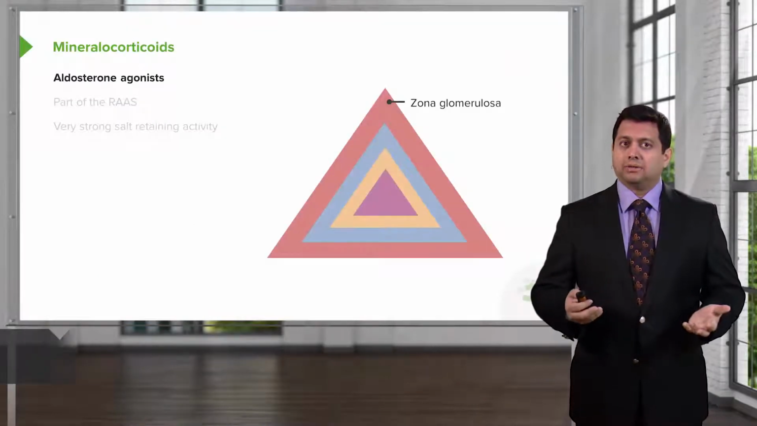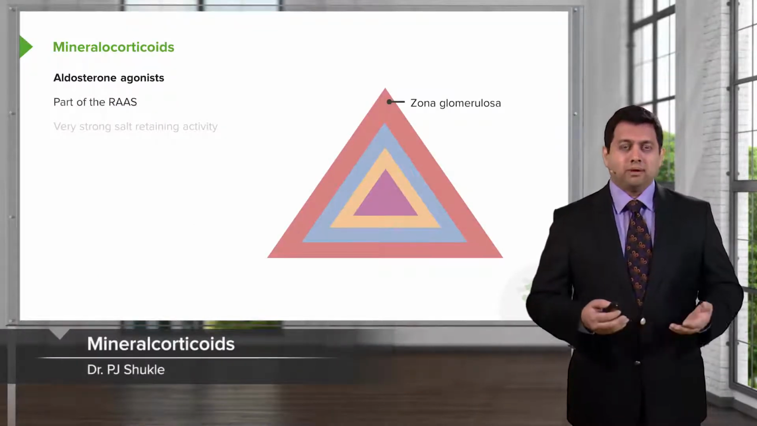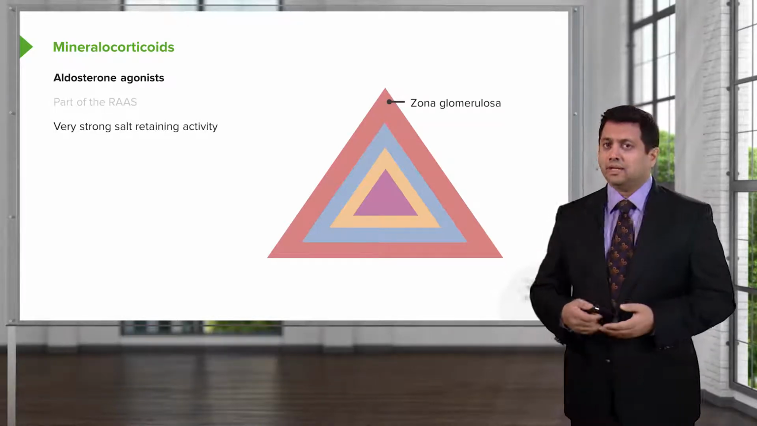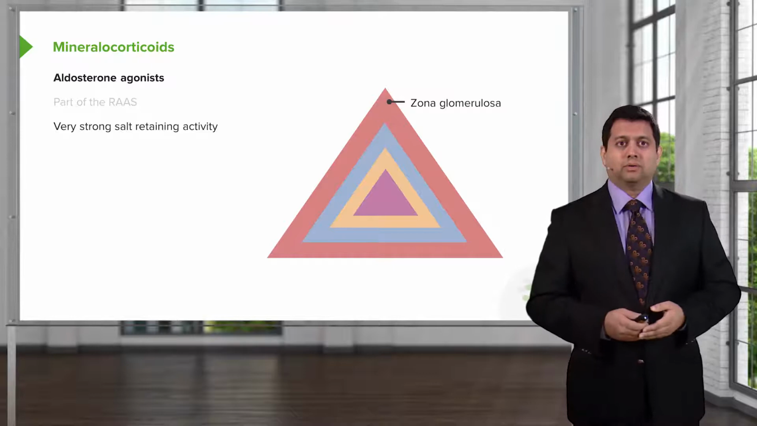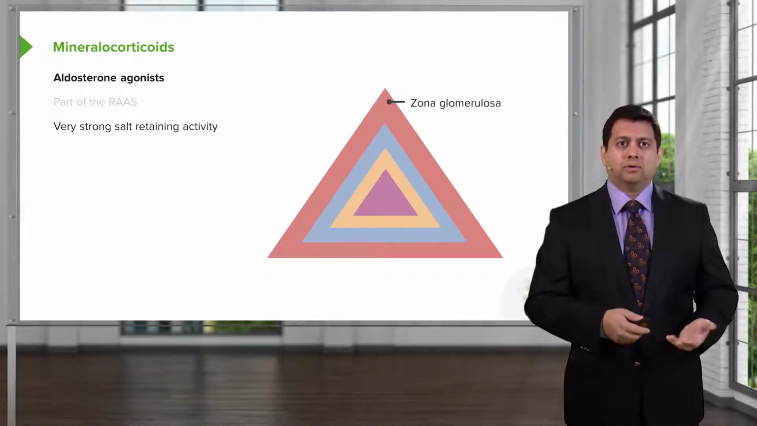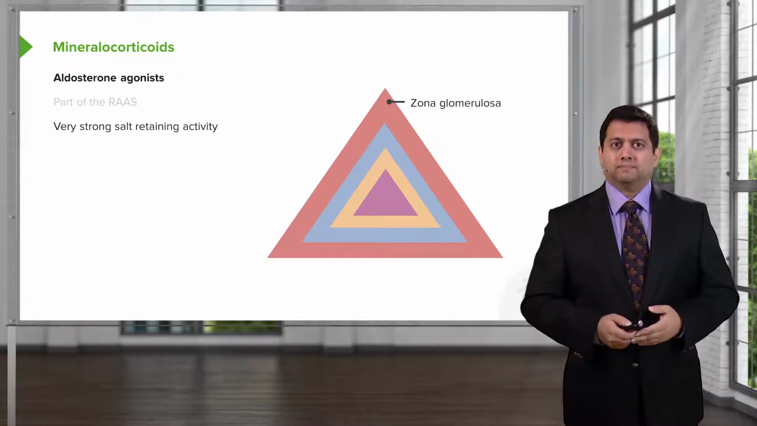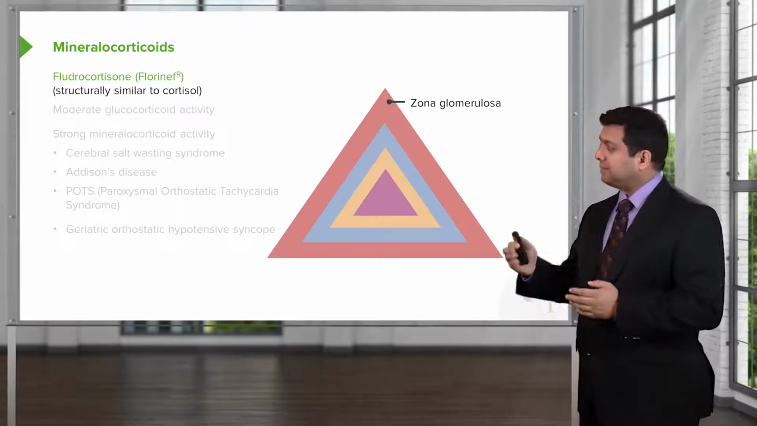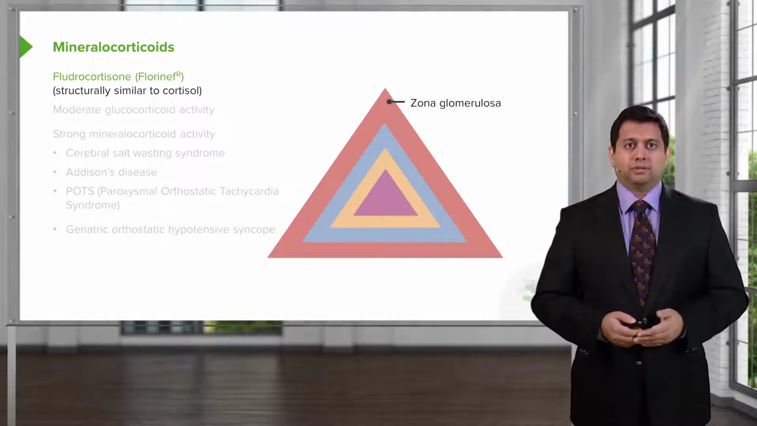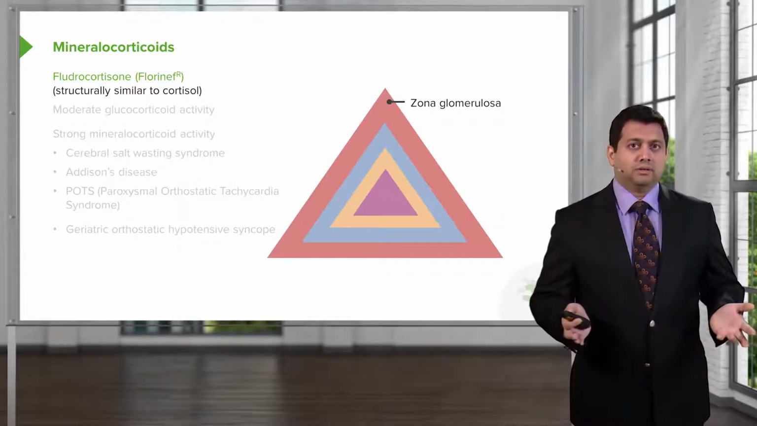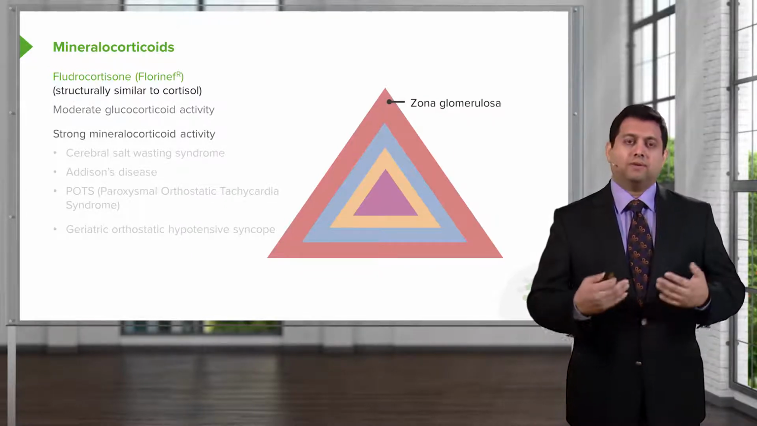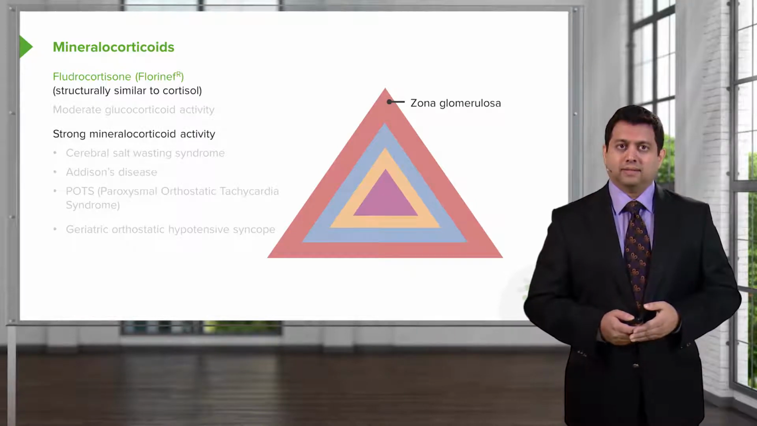Now, the aldosterone agonists are part of the renin-angiotensin system, and they have a very strong salt-retaining activity, just like endogenous mineralocorticoids. So aldosterone agonists are also considered mineralocorticoids as well as diuretics. A good example of a mineralocorticoid is Florinef or fludrocortisone. Structurally, it's very similar to cortisol. It has moderate glucocorticoid activity and very strong mineralocorticoid activity.